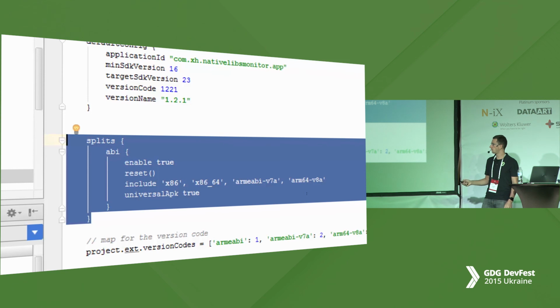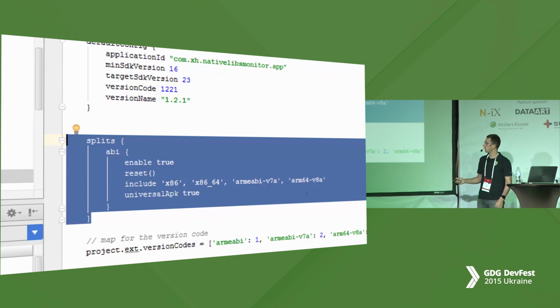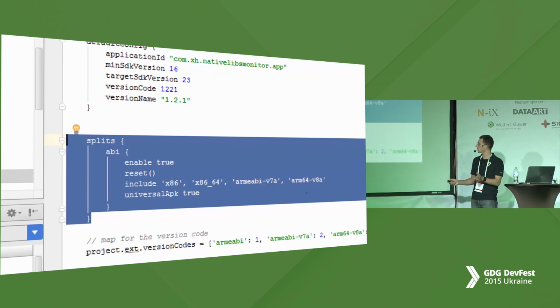And also, I define that I want to do a universal APK, so an additional APK that contains everything. So with this configuration, I get an x86 APK, a 64-bit APK, an ARM-v7 APK, and another APK that contains everything, including MIPS. So that's the solution. And then I don't have any new target or flavor when I do this. All these APKs are generated at the same time, because it's only the zip and signing part that is duplicated. So it doesn't add too much to your release builds.